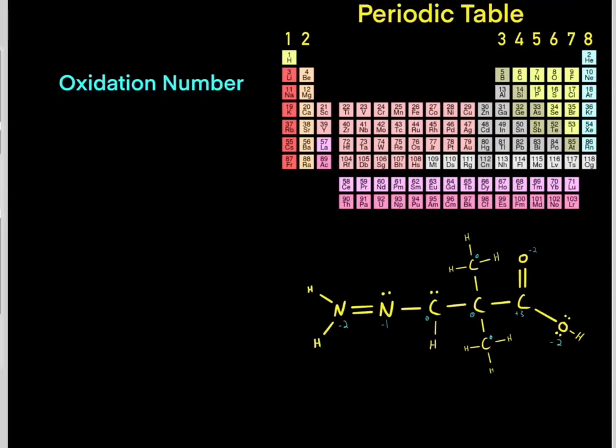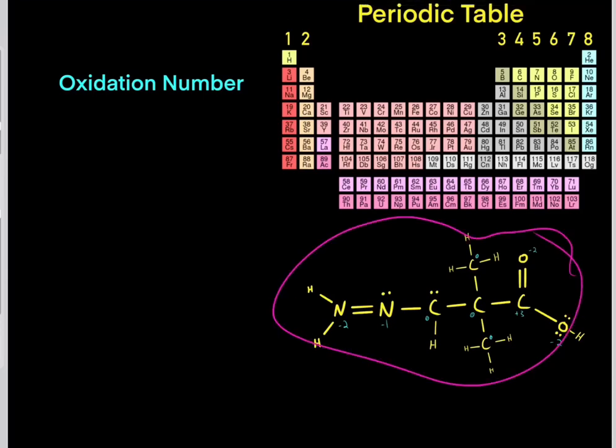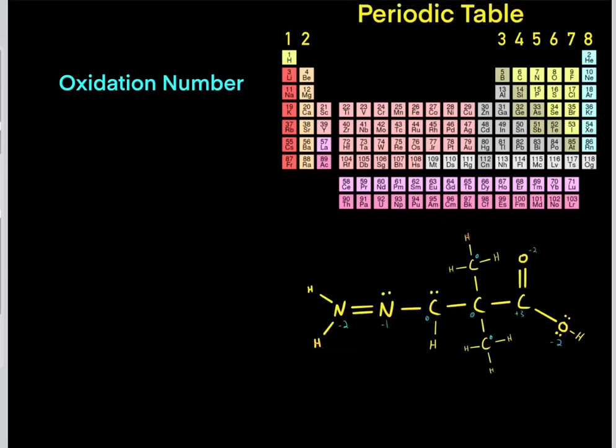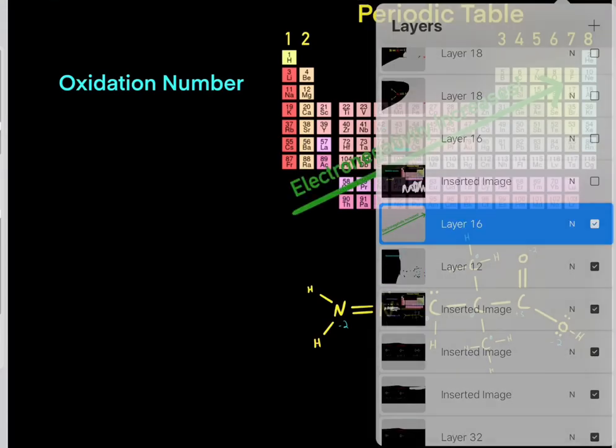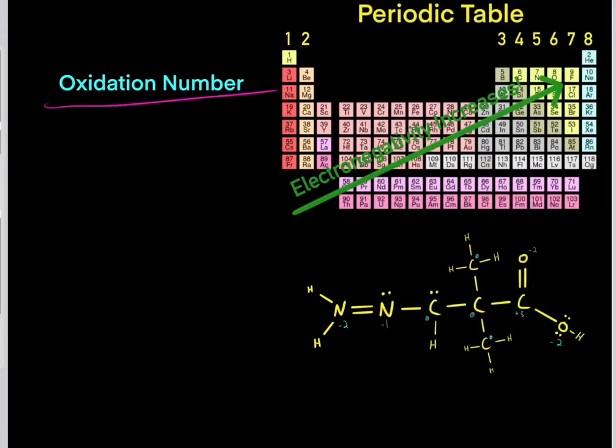Now I want to talk about oxidation numbers. So if you were to look at each of these atoms in this molecule, they each have their own oxidation number. For example, this nitrogen has an oxidation number of -2, this nitrogen has an oxidation number of -1, this carbon has an oxidation number of 0, and etc. So each of these atoms have their own oxidation numbers. But how do we determine these oxidation numbers?